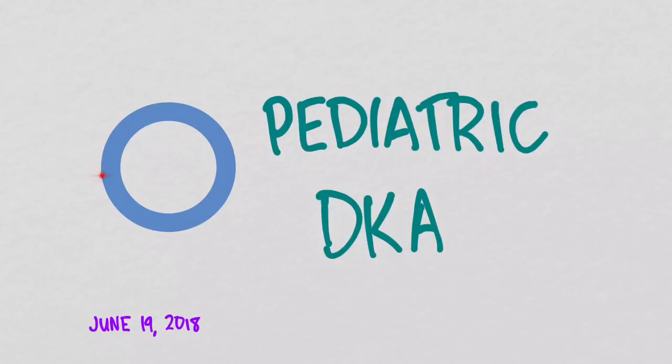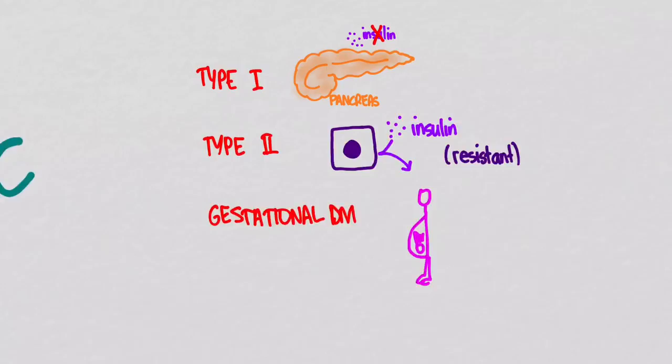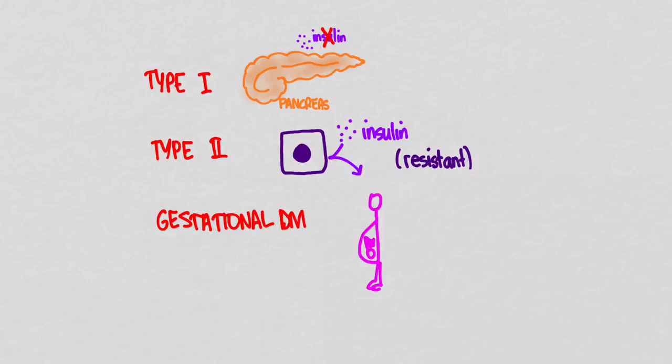Did you know that the blue circle is the official symbol for diabetes? Neither did I. Today we're going to talk about pediatric DKA and talk a little bit about diabetes in the meantime. So we know that there are basically three types of diabetes: type 1, type 2, and gestational diabetes.